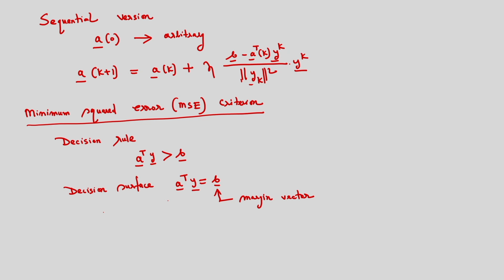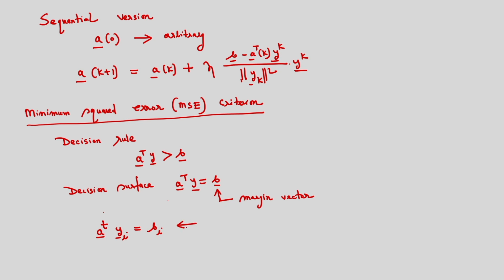So the equation of the decision surface is A transpose Y is equal to B. We are considering the margin is nothing but the B. The solution of this equation can be obtained by the minimum squared error criterion. Suppose I consider this expression A transpose Yi, where Yi is the ith sample we are considering, and Bi is its margin. So different margins for different Yi we are considering.